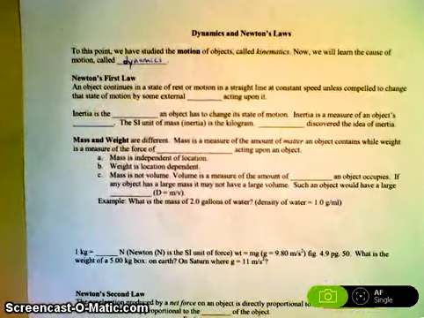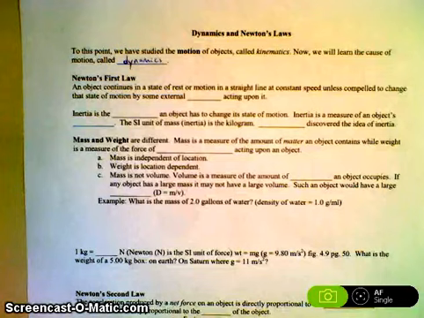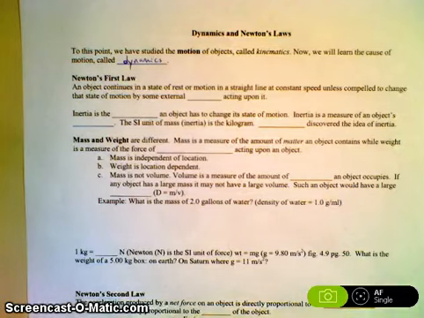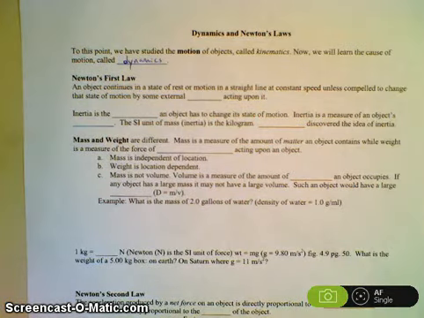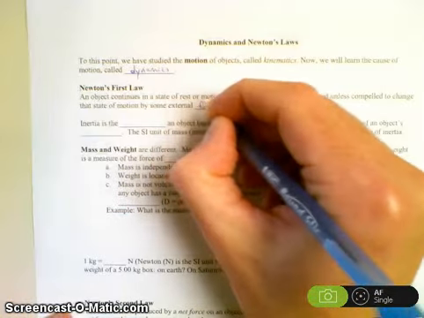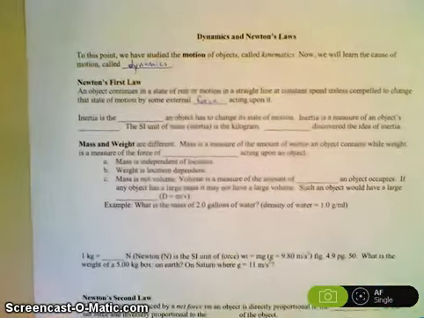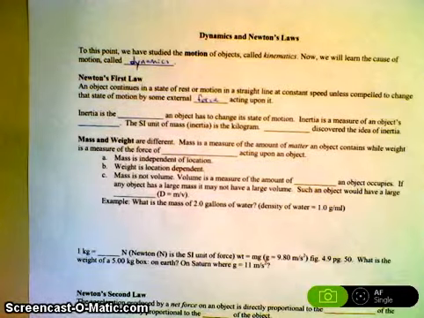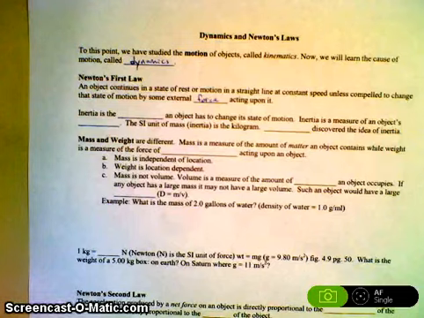First of all, we need to understand the concept of Newton's laws. So the first of Newton's laws states that an object continues in a state of rest or motion in a straight line at a constant speed unless it's compelled to change by some external force acting upon it. So what this is saying is that all objects will continue doing what they're doing until we exert external forces on them. For example, if I were to roll a marble across the table, it's going to continue to roll forever if that were a frictionless surface.